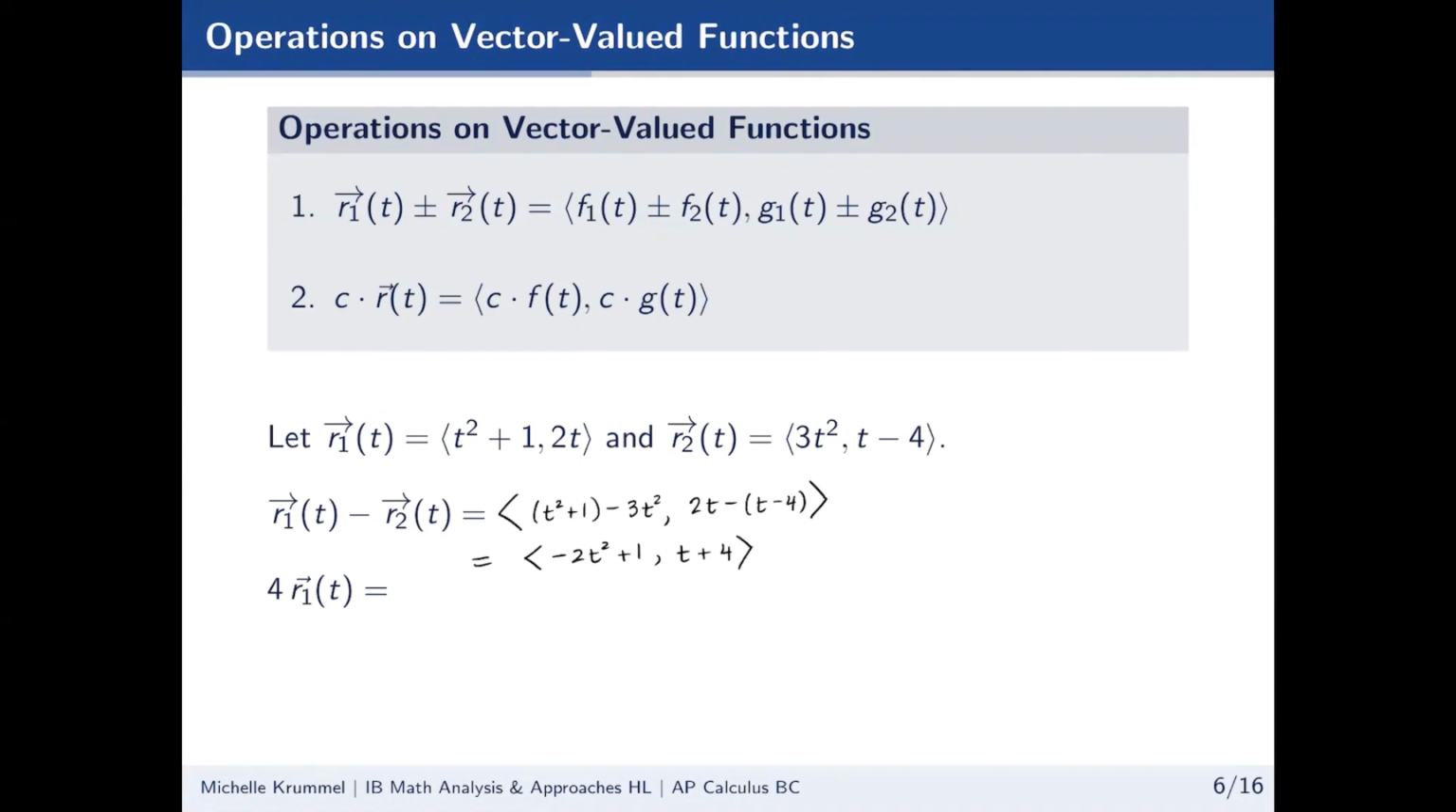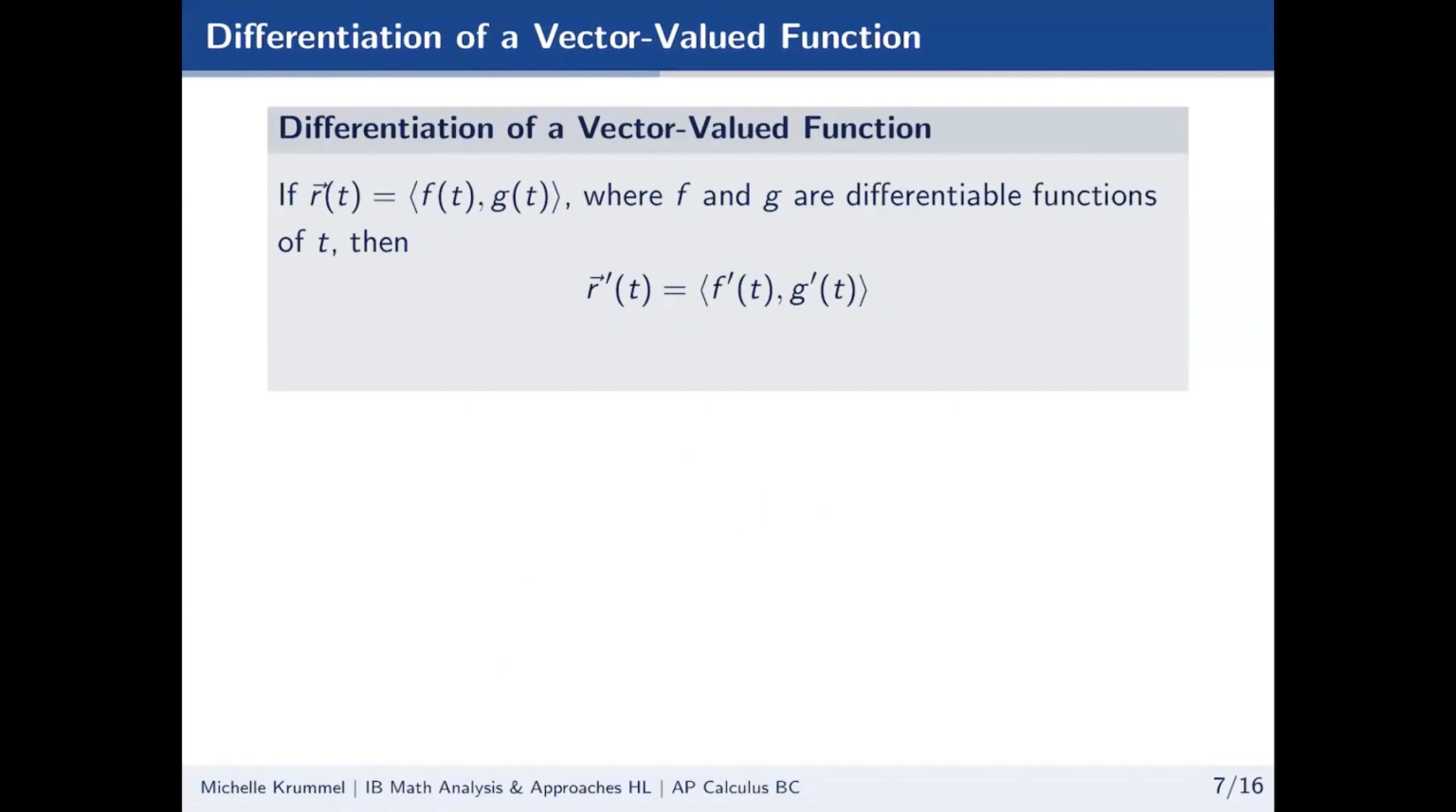And for 4 times r1 of t, we're just going to multiply that scalar to each one of the components for vector r1. So it would be 4 times t squared plus 1 for the x component, and then 4 times 2t for the y component. And we can simplify that: 4t squared plus 4 as our x component, and 8t as the y component there. And now on to the calculus.